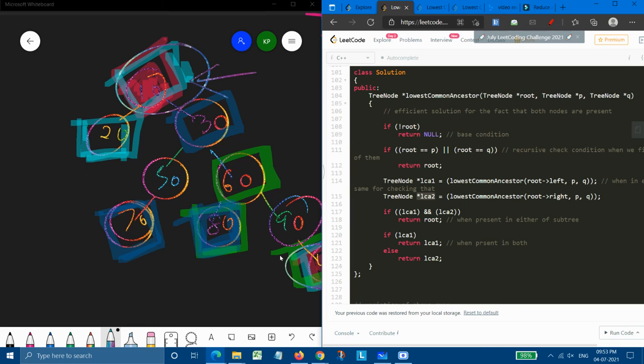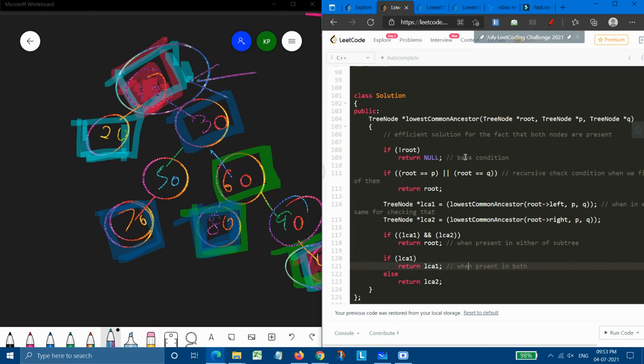Else we'll check if LCA1 is present inside left node, and if the condition is satisfied, then we'll simply return LCA1. Else we'll return LCA2. This is how all the four conditions are satisfied by this solution.